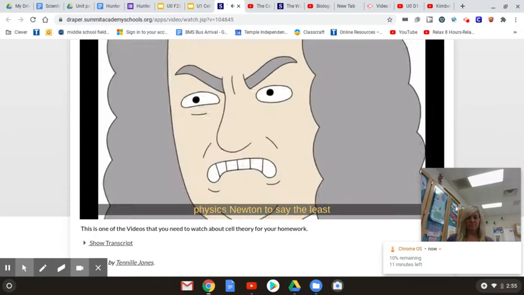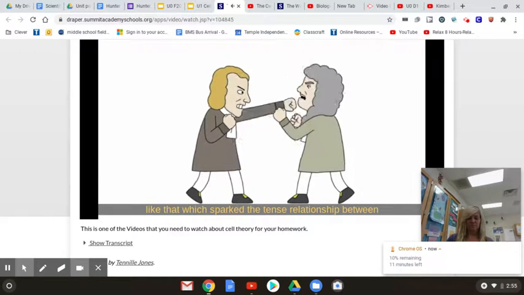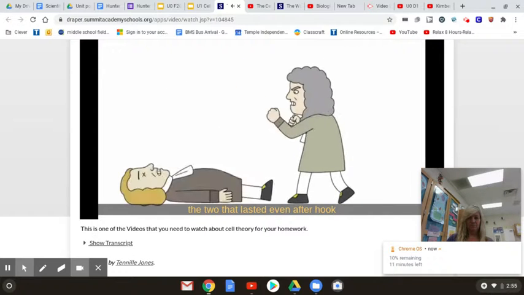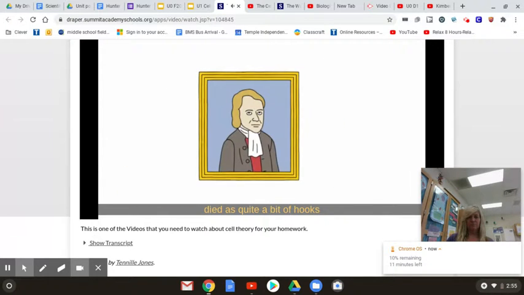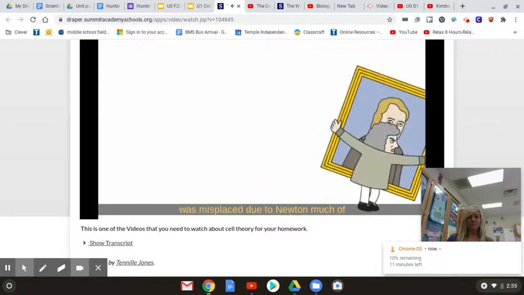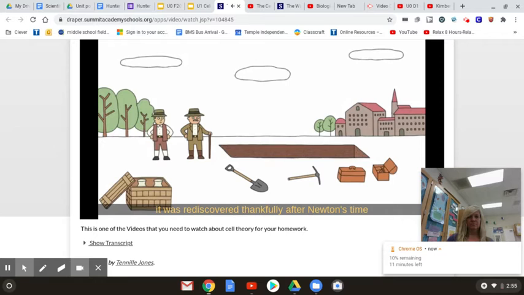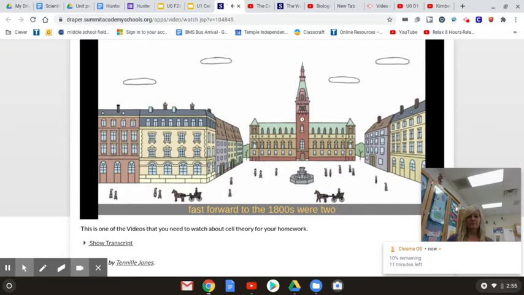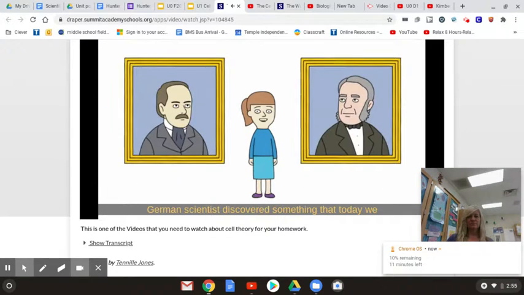Newton, to say the least, did not like that, which sparked a tense relationship between the two that lasted even after Hooke died, as quite a bit of Hooke's research, as well as his only portrait, was misplaced due to Newton. Much of it was rediscovered, thankfully, after Newton's time, but not his portrait, as sadly no one knows what Robert Hooke looked like.